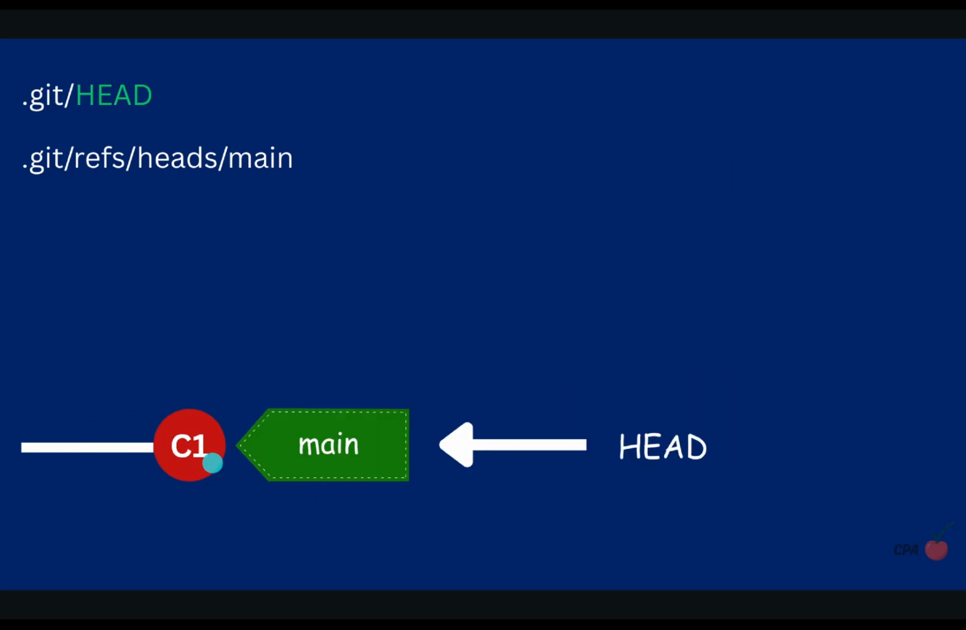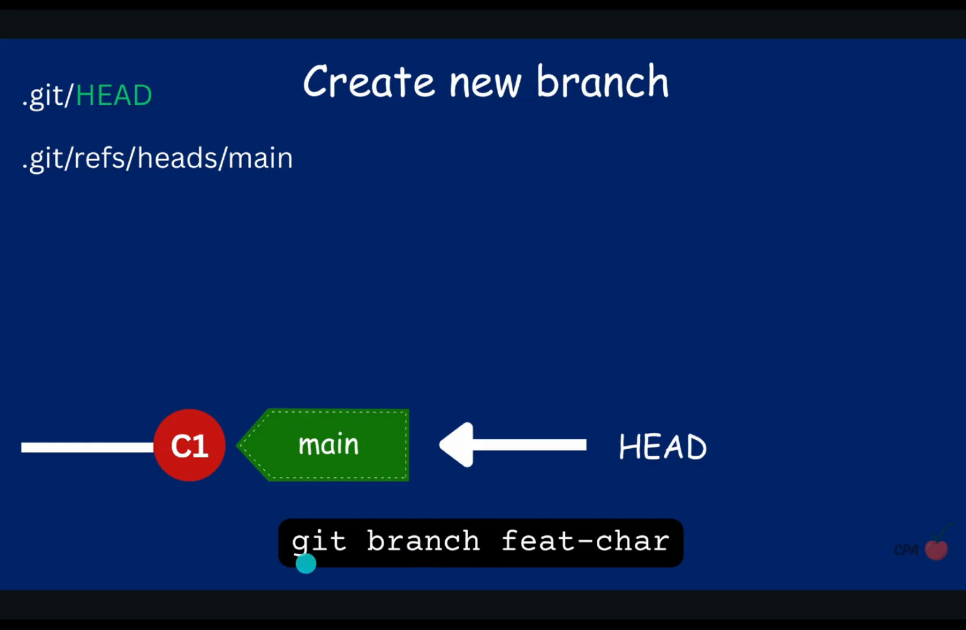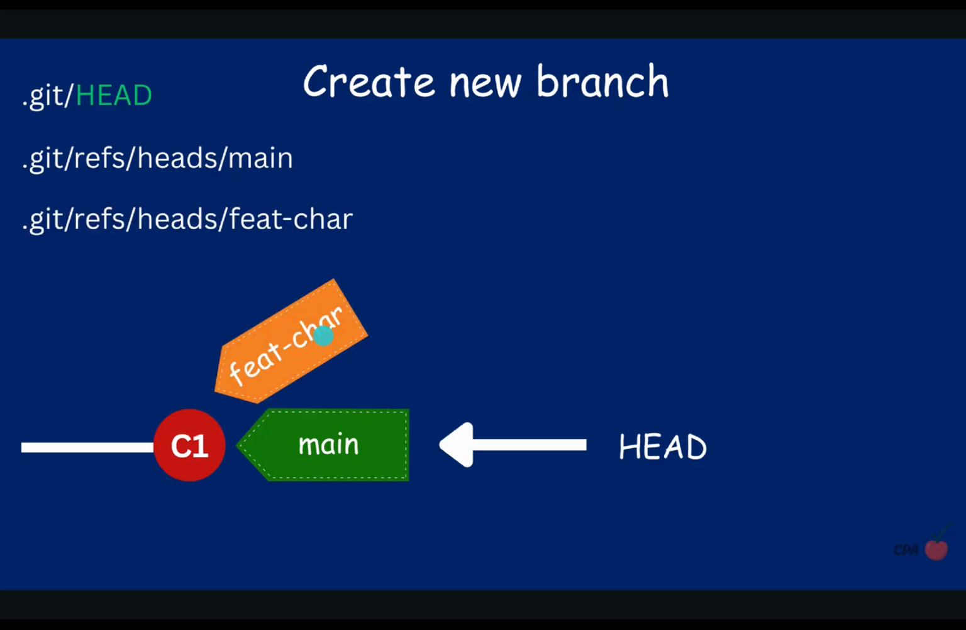Now let's consider the current status. Alex has only one commit, and the main branch is pointing to this commit 1, and the head is pointing to the main branch. Now we can create a new branch very easily with the command git branch, and here we provide the branch name, which Alex has chosen: feature fit-char. So what happens when we execute this command? Git creates a new file under refs heads called fit-char. It's another label, which at the moment points to the same commit 1. The head is still pointing to main. We created a new branch, but we haven't yet switched to it.